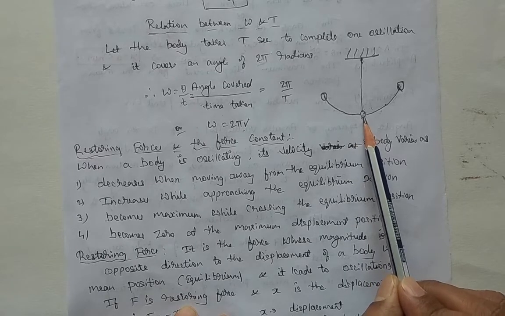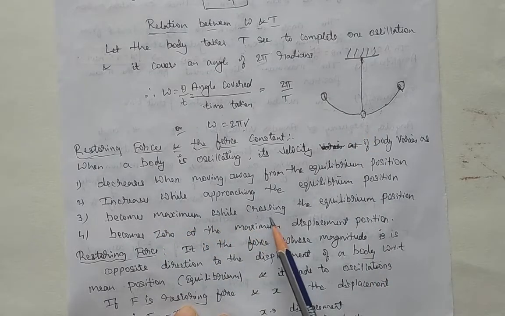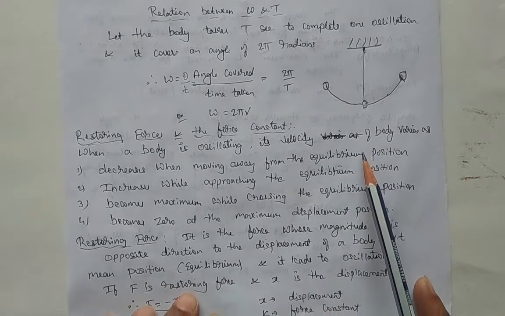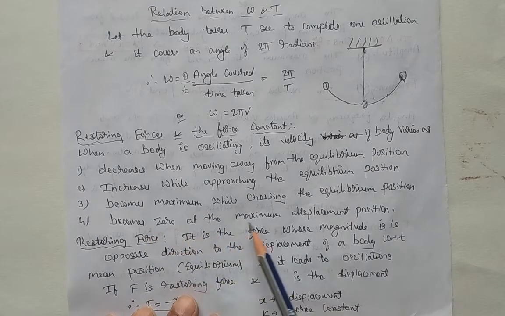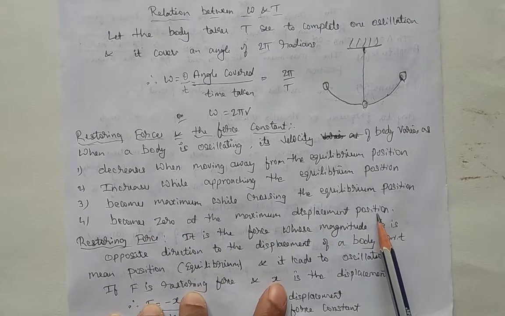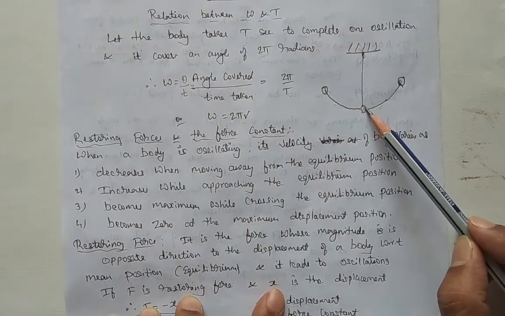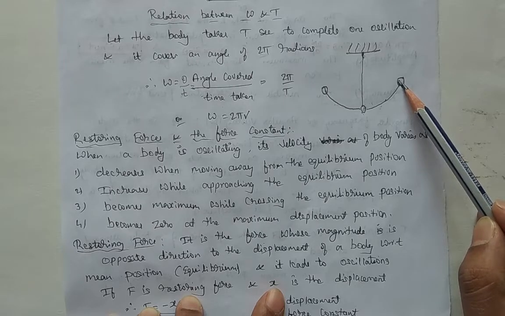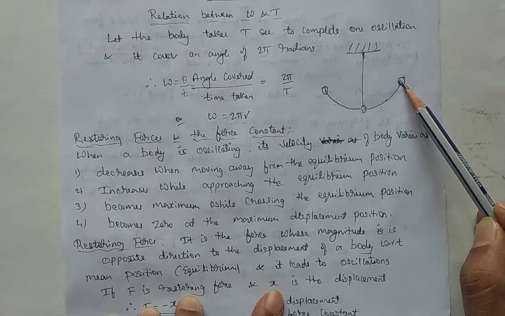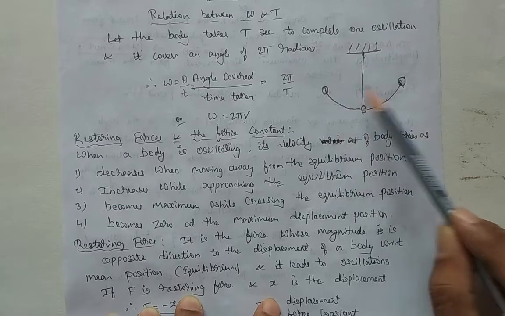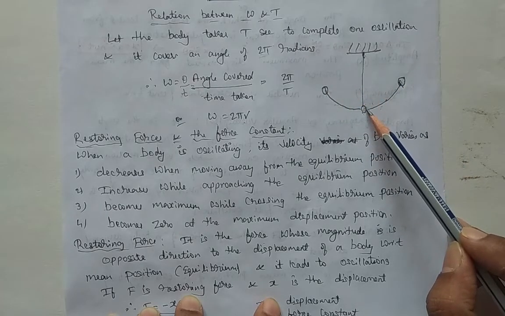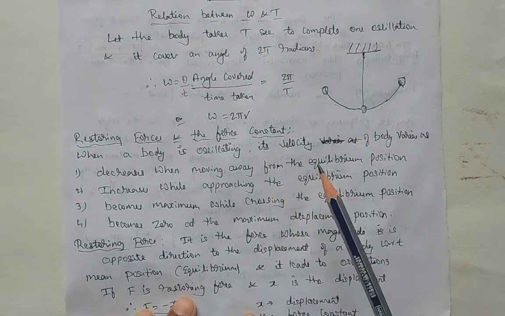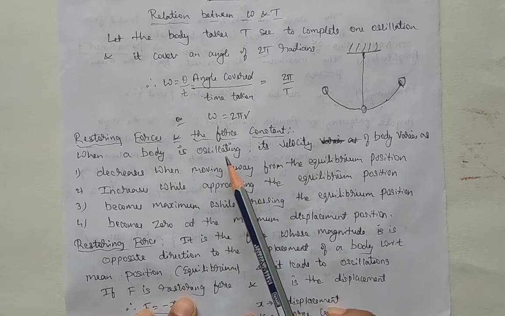The third one: it becomes maximum while crossing the equilibrium position. The velocity is maximum when it is crossing the equilibrium position, because from the extreme end it is coming to the equilibrium position and it has to move away, and while moving away the velocity decreases. Therefore, at the equilibrium position, its velocity is maximum. The fourth point is, it becomes zero at the maximum displacement position. When it goes to the extreme end, it halts for a while, in the sense that its velocity becomes zero. At the center position, it is maximum. So these are the 4 cases associated with the velocity of a body when it is oscillating.